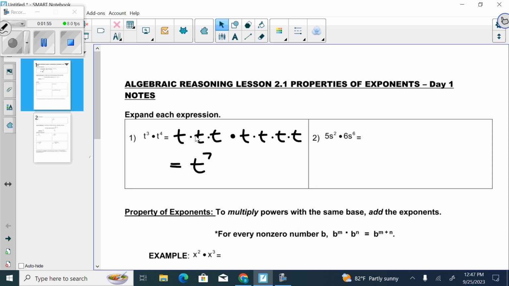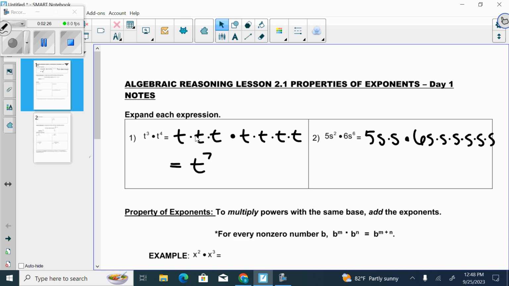All right, number 2 says we've got 5s squared. So the only thing with the square is the s, right? The 5 is not being raised to the 2nd power. So I have that 5. What does s squared mean? S times s. So I've got 5 times s times s. Okay, times 6 times s times s times s times s times s times s. 1, 2, 3, 4, 5, 6.